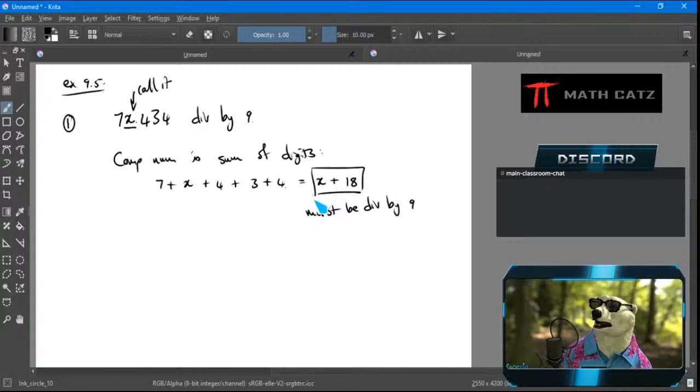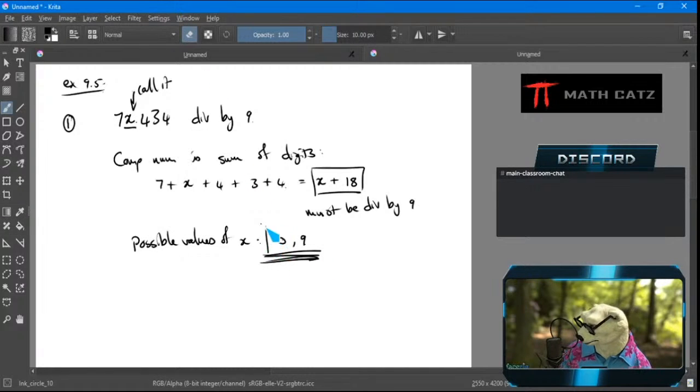So now I have much fewer options for x. So my possible values of x are 0, because then the comparison number would be 18, which is good with 9. But I can also use a 9, getting me up to 27, which is also divisible by 9, and that is it.